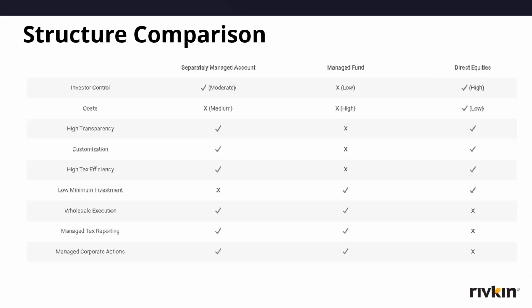So have a look at a structure comparison here, some of the common types that we do see. We have the separately managed account, we have a managed fund or a unit trust, and then we have direct equities where the client is opening a brokerage account and trading themselves.